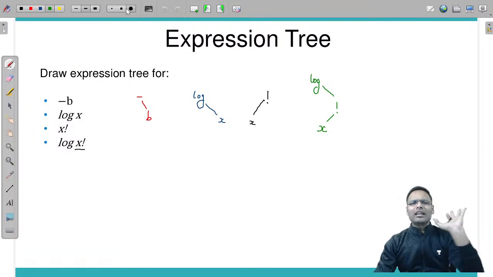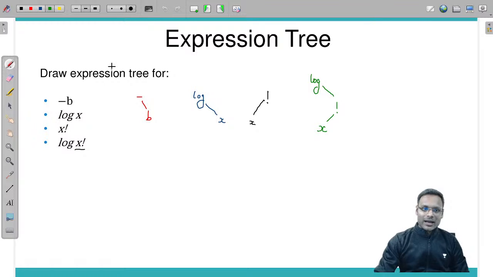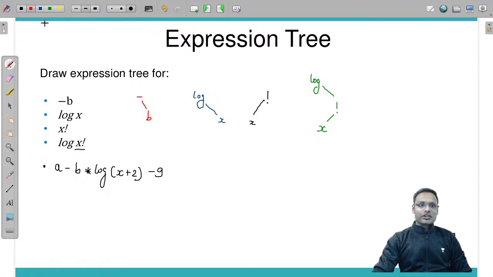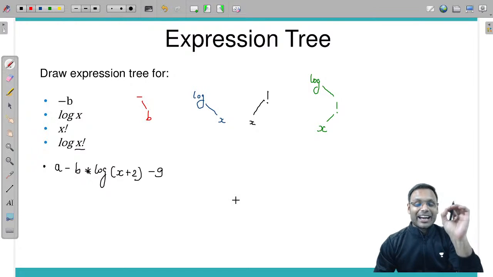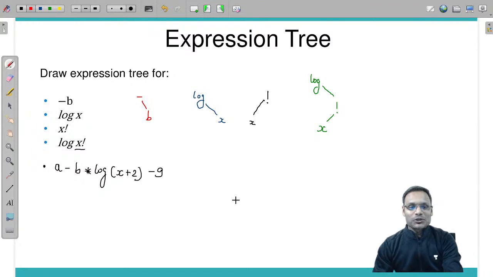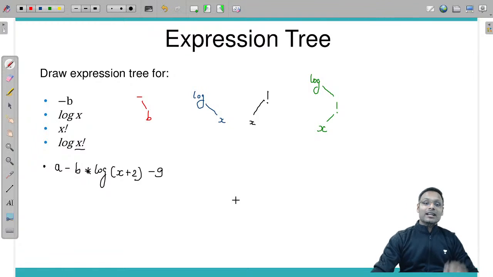Okay, let me give you a simple example. Suppose I am asking you to draw the expression tree for this question: a minus b into log of x plus 2 minus 9. Can you draw the tree? Of course you can. Can you draw the correct tree? That should be the correct question. वो ज्यादा appropriate question होगा कि क्या आप सही बना पाएंगे या नहीं. चलिए पहले solve करते हैं. Which one will you solve first?